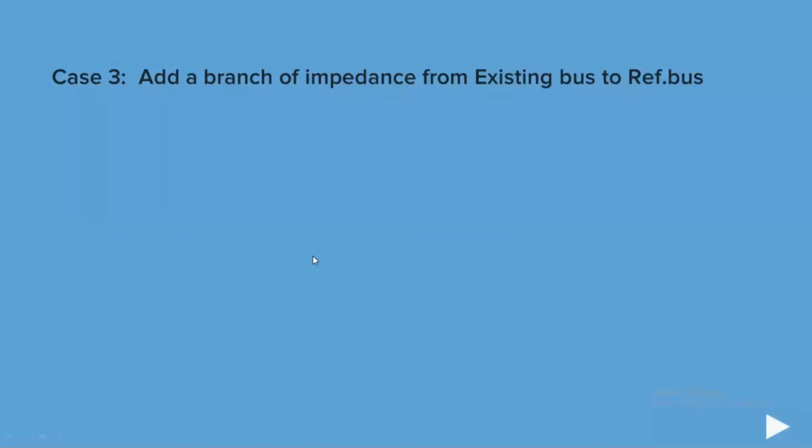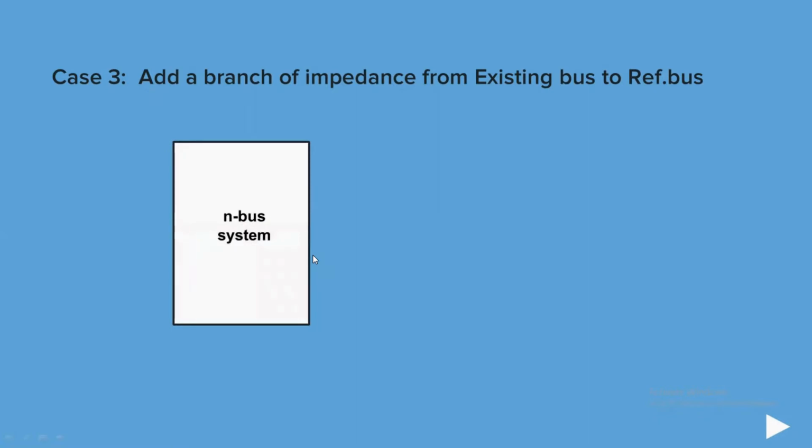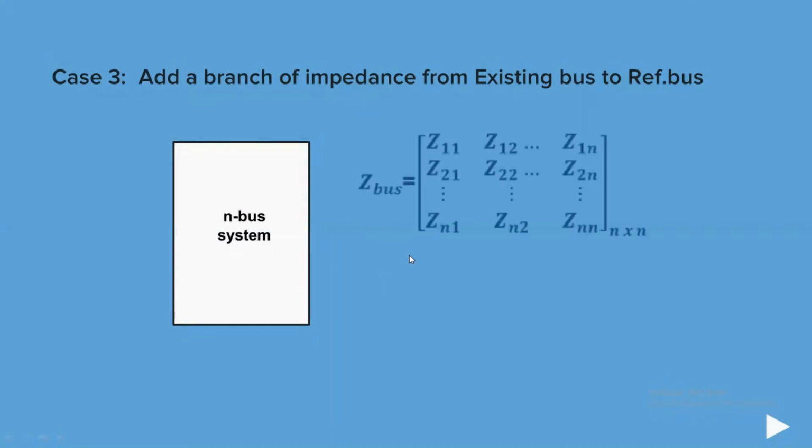Now let's see case number 3. Add a branch of impedance from an existing bus to the reference bus. Similarly, consider an n bus system. It has a bus impedance matrix of the format like this. Now add a branch of impedance ZB between the existing bus and the reference bus. Another name for an existing bus is old bus. These two buses already exist in the n bus system.